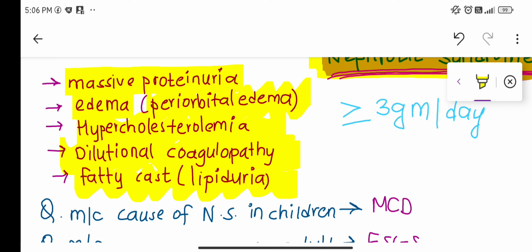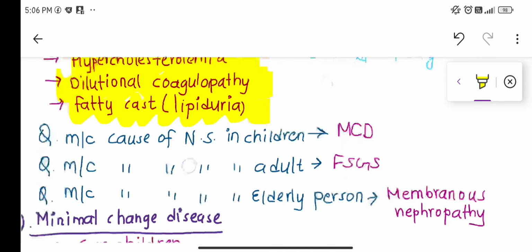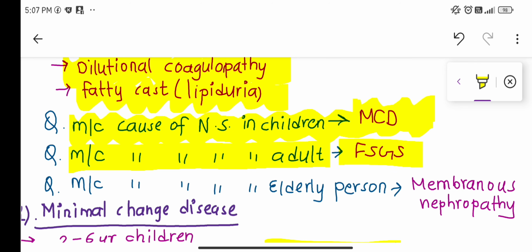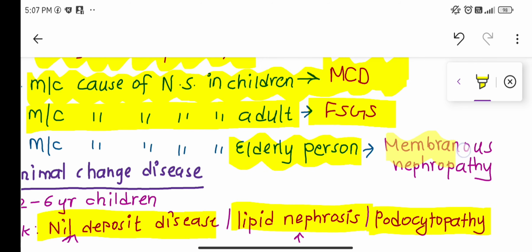Now what are the frequently asked questions in previous examinations? First, the most common cause of nephrotic syndrome in children: it is minimal change disease. We will study minimal change disease in detail later. Next, the most common cause of nephrotic syndrome in adults: it is focal segmental glomerulosclerosis. Next, the most common cause of nephrotic syndrome in the elderly: it is membranous nephropathy.